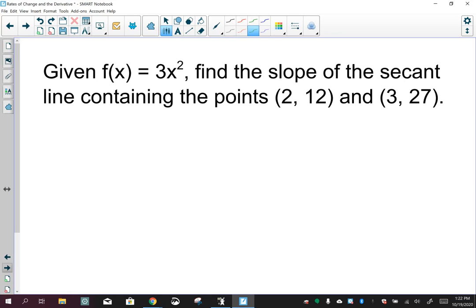So let's start this. Given f of x equals 3x squared, find the slope of the secant line containing the points of this. So secant line is what? It's literally just doing slope. So we've got our delta y over delta x.